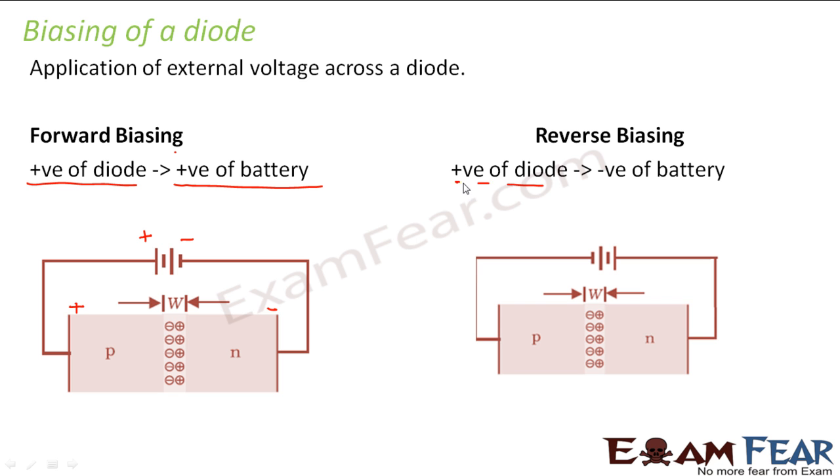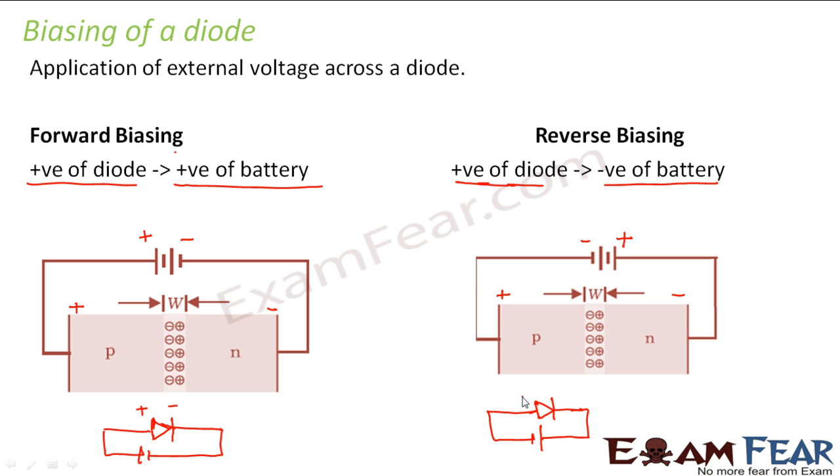Similarly, in case of reverse biasing, the positive of the diode is connected to the negative of the battery. So this is positive, which is connected to the negative of the battery. Again, this is negative, which is connected to the positive of the battery. If you use the symbol for diode, you can do it in this way. If this is my diode, this is positive, this is negative. So in forward biasing, it is connected like this. In reverse biasing, it is connected like this. So this is positive and this is negative, right? So you understand what is forward biasing and what is reverse biasing.